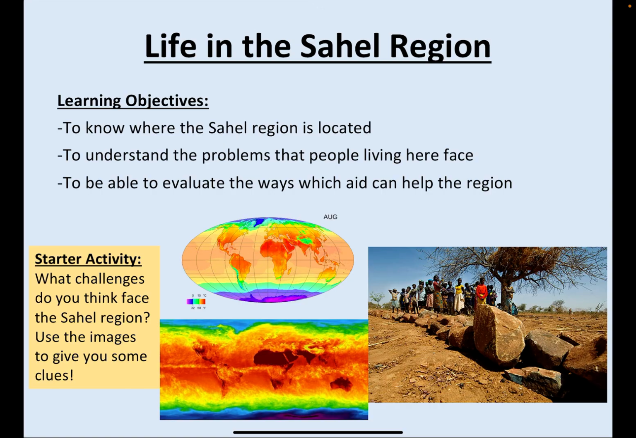Your start activity, after you write down the date and title, the ruler, and underline that: what challenges, what issues do you think people would face if they live in this Sahel region? As it says there, use the images to give you some clues.